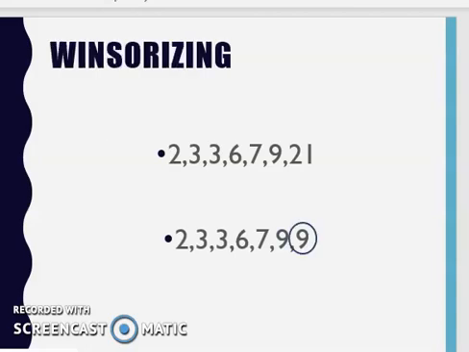Winsorizing. This is a way of resolving the outliers. This is when you change the outlier to the nearest acceptable number. For instance, if you have a data set in the 20s and the point is 34, then you change it to the nearest value that is within the data set and is not an outlier.